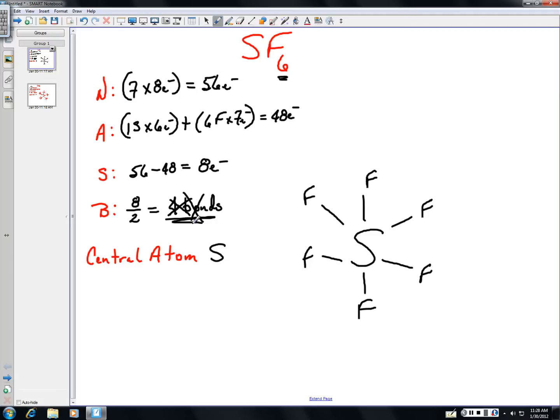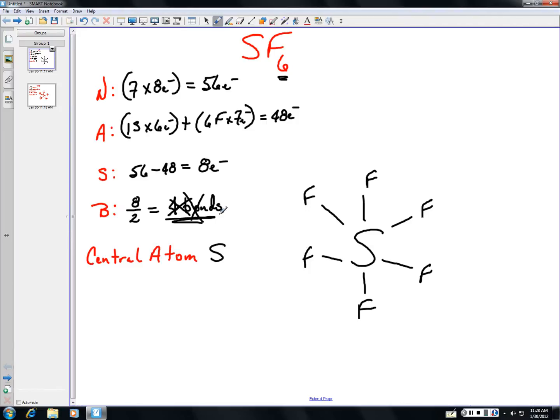The bonding tells us how many we have to show, and it's good for telling us if we have to have multiple bonds, like doubles or triples. But it will break down in this case because we can already see 6 fluorines had to be bonded around there, so that sulfur had to have 6 bonds to it.